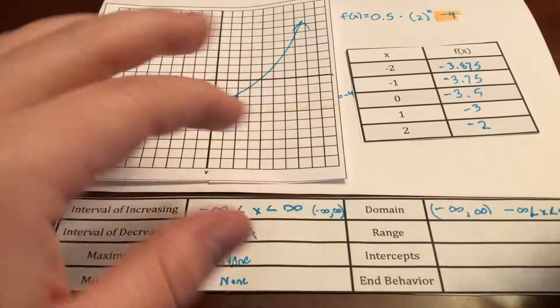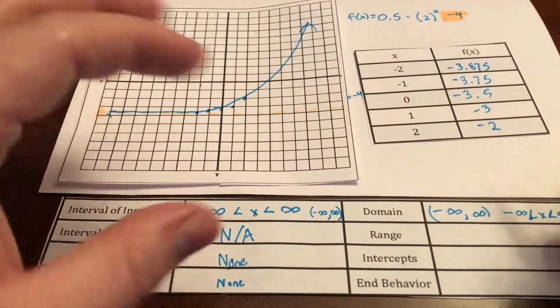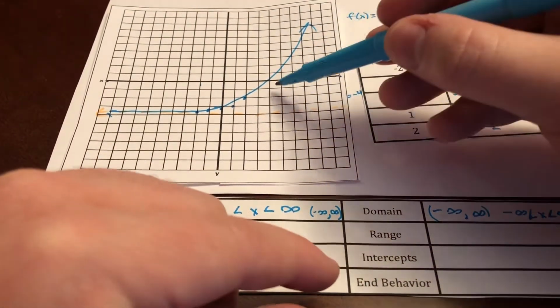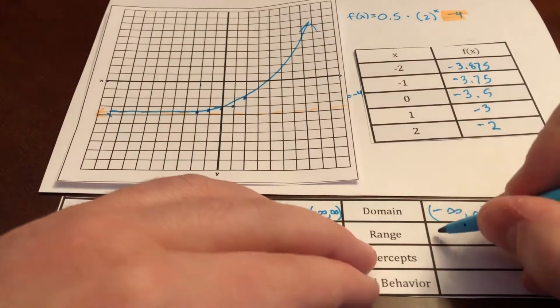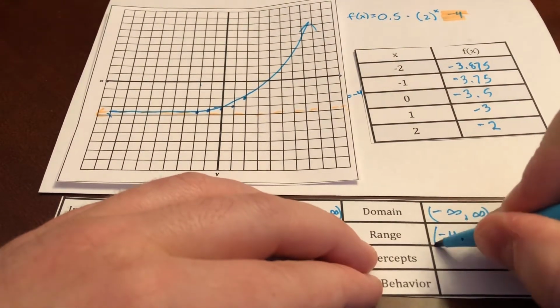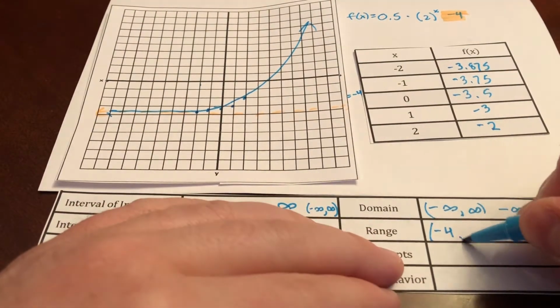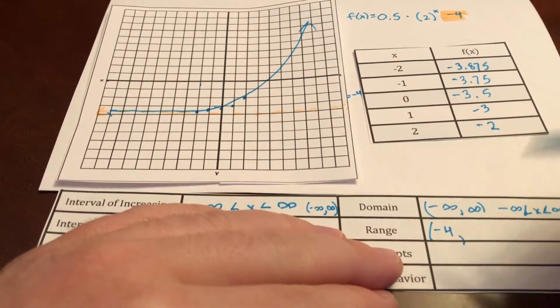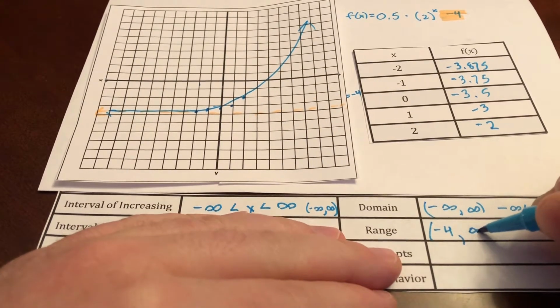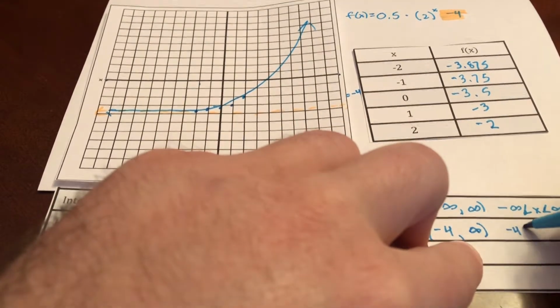Now, the range for an exponential function depends on the horizontal asymptote. So in this case, it's going down and down and down, getting closer and closer to -4, but it will not reach it. That's why it's open. It's not a bracket, it's parentheses. It's not an included value, but it's going to keep going up and up and up forever. So we write it like this.